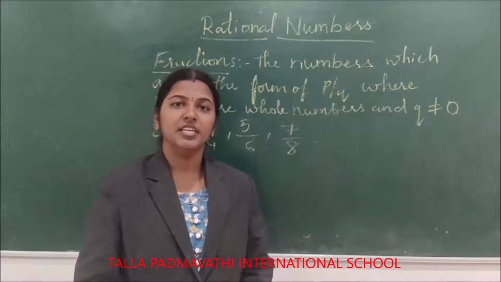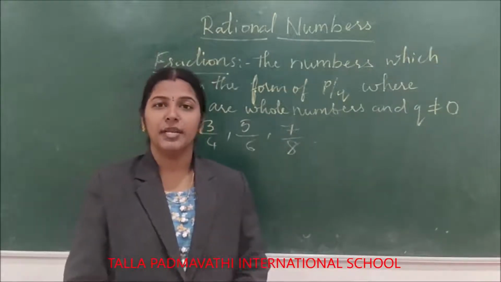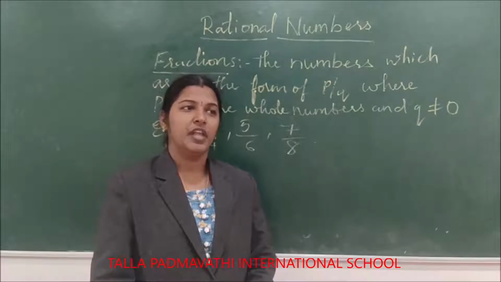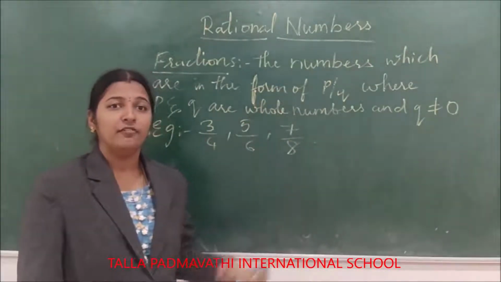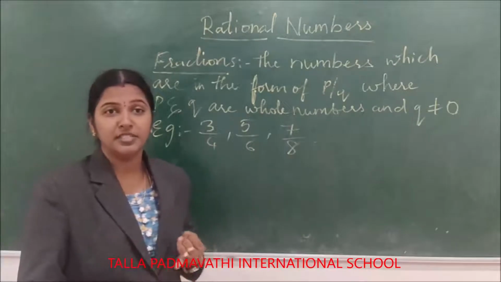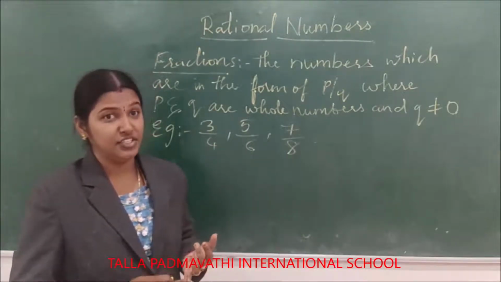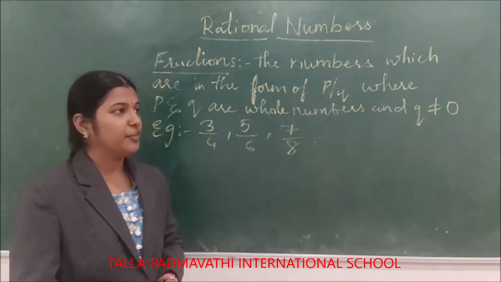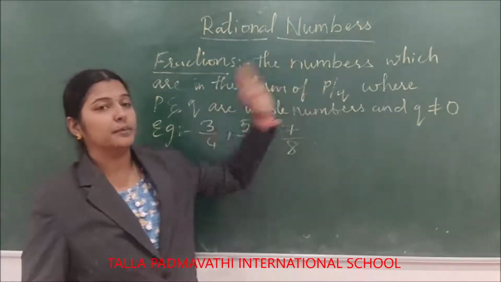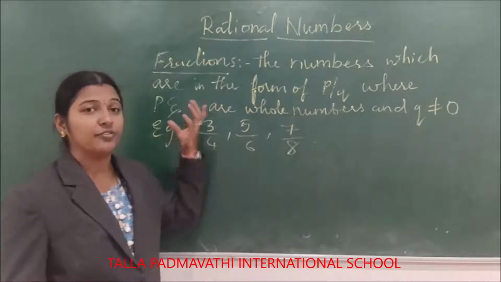Today, let us see the chapter Rational Numbers of Class 7. So children, before rational numbers, you have learnt natural numbers, whole numbers, integers, and also even fractions. So before going to rational numbers, let us see what are fractions.